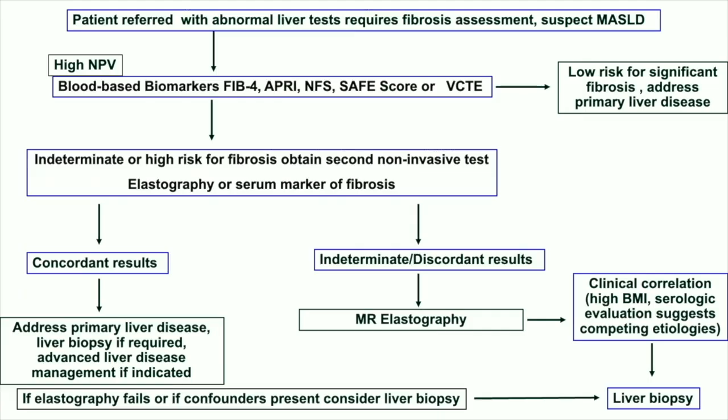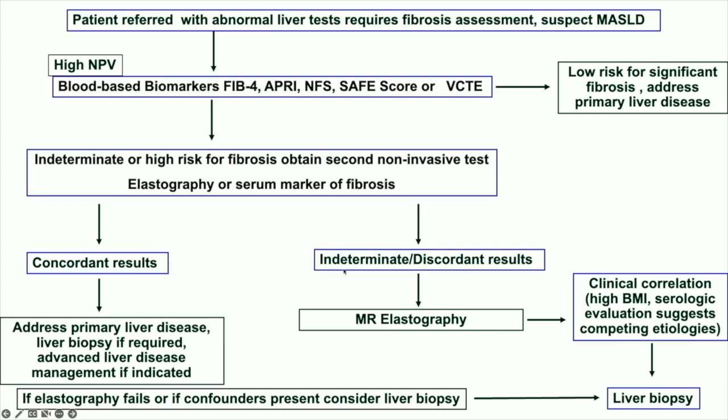So if somebody is referred with abnormal liver tests and needs a fibrosis assessment and you suspect MASLD, I suggest you use a blood-based biomarker with a high negative predictive value, and these are FIB4, AST platelet ratio index, but you can use really any of these. And if they're low risk, you address the primary liver disease, but you can just follow them. If it's intermediate or indeterminate, high risk for fibrosis, you need to confirm with a second test. And if it's concordant, you address the primary liver disease, liver biopsy if required, advanced liver disease management if required.